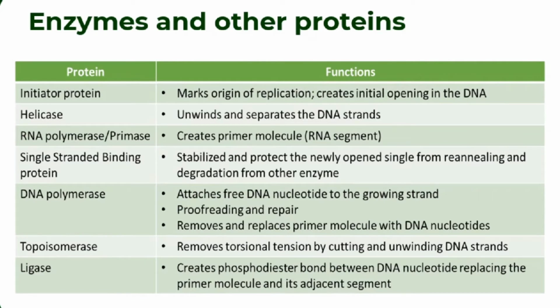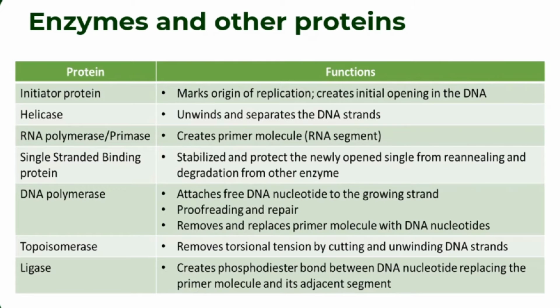There are seven necessary enzymes used in DNA replication. First is the initiator protein, which marks a region of replication and creates an initial opening in the DNA. The second is the helicase, which unwinds and separates the DNA strands. The third is the RNA polymerase, which creates the primer molecule or RNA segment. And the fourth is the single-stranded binding protein, which stabilizes and protects the newly opened single strands from reannealing and degradation from other enzymes.